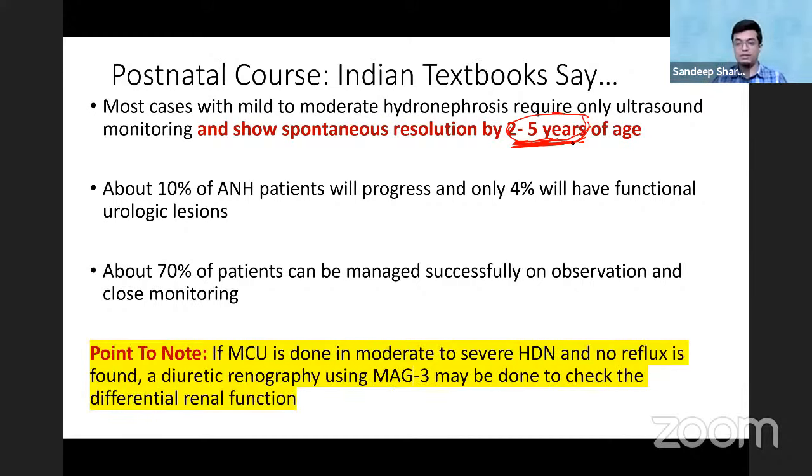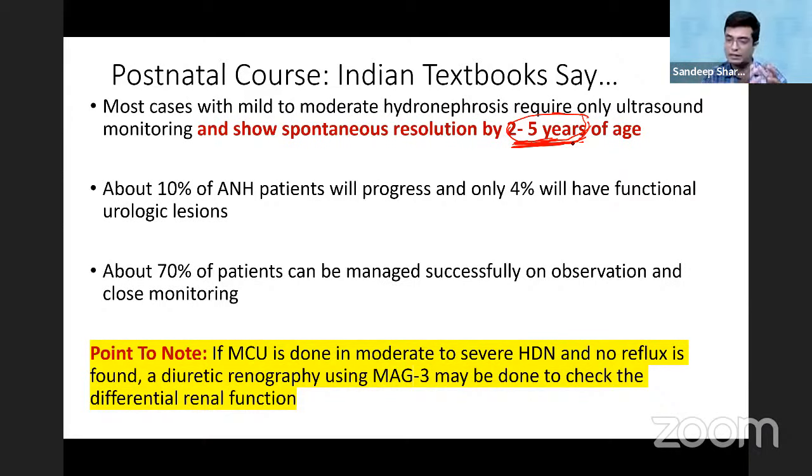Point to note, this is again a scenario-based thing which can be asked during the exam. Suppose you plan to do MCU in the patient, like we were discussing in postnatal grade 3, where MCU was indicated and could also be considered in the intermediate risk. So if you do MCU in moderate to severe hydronephrosis and you find reflux present, it is VUR. You will manage according to VUR. VUR was discussed in more detail elsewhere, so I will not repeat it here.